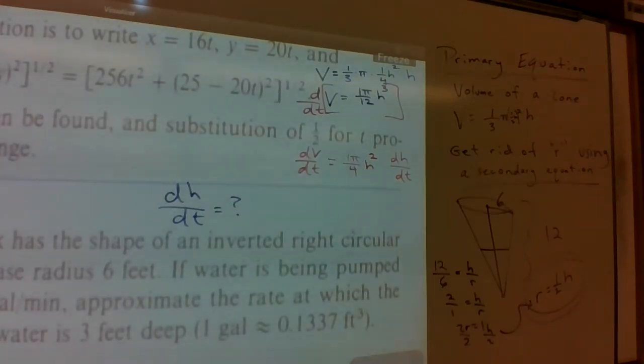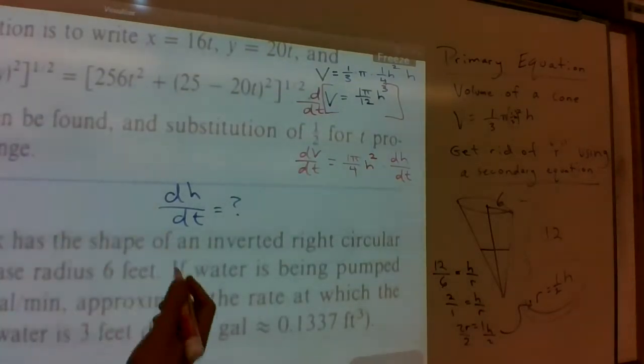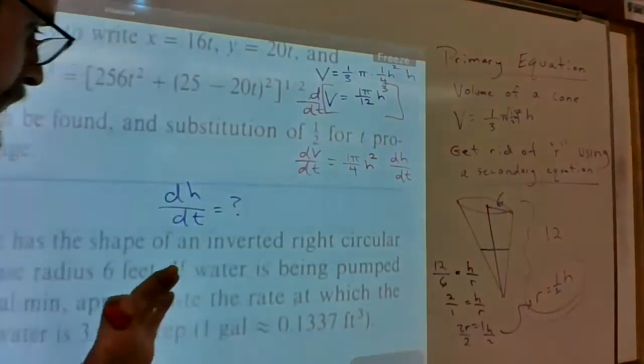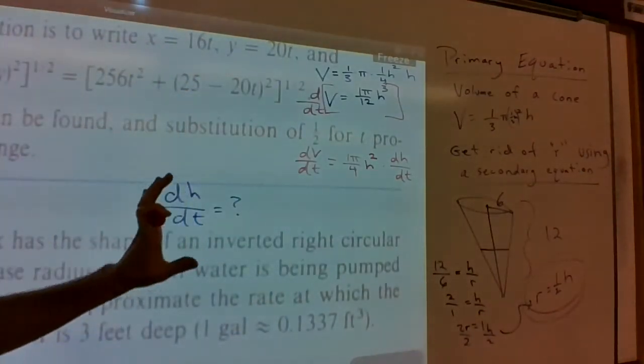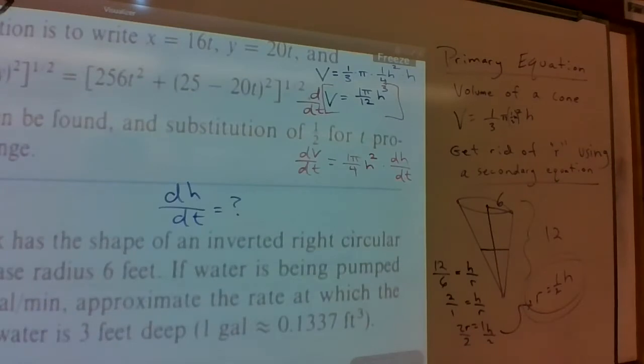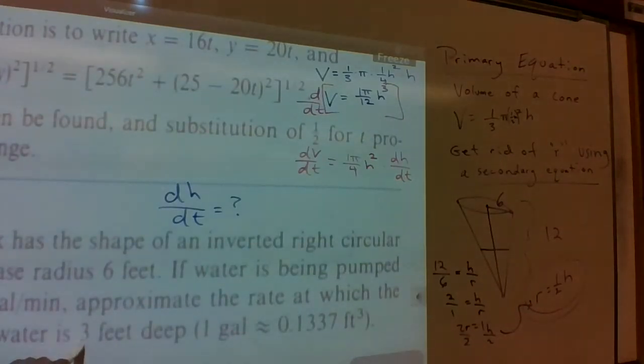All right, at which point, let's just double check so I don't mess this up. At this point, we say, well, can we plug in for h? Well, we know it's 3 feet deep. So that tells us that the h value should be 3.